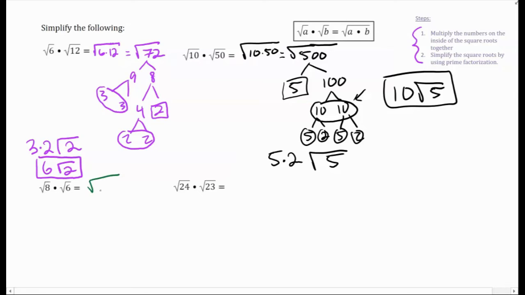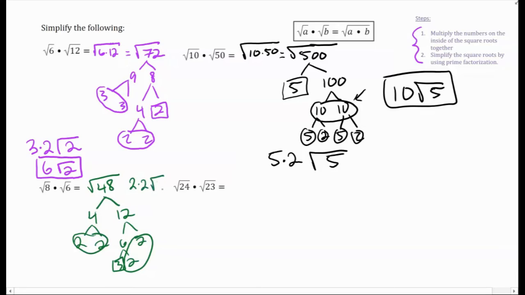Next one, square root of 8 times 6 ends up giving us 8 times 6, which is 48. Sorry, I quick-handed that one. That gives us, let's call it 4 times 12. Break this down into 2, 2, 6 and 2, 3 and 2. Now that I'm broken down, I look for my pairs. I got a pair of 2's here, a pair of 2's here, and I'm left over with a 3. So what that means is that I'm going to have a 2 on the outside, another 2 on the outside, and a 3 on the inside.